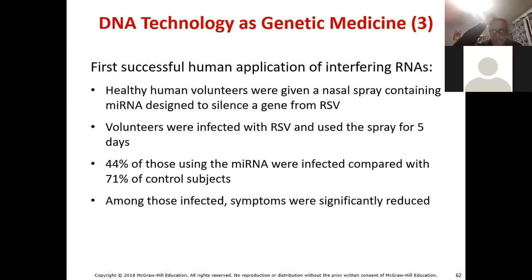The first successful application in humans: healthy human volunteers were given a nasal spray containing a microRNA to silence a gene for RSV.